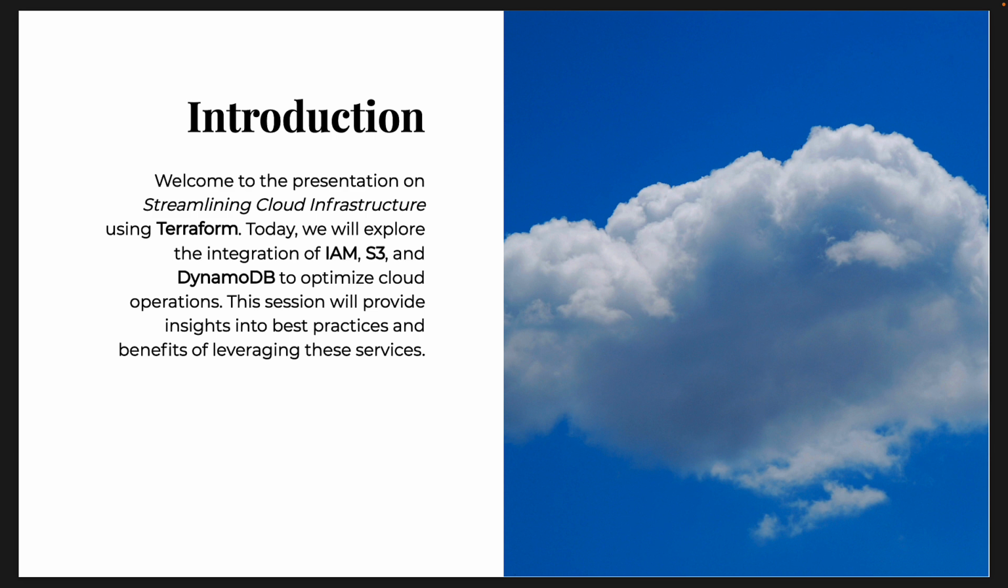Terraform, an open-source infrastructure as code (IaC) tool developed by HashiCorp, enables teams to define and provision cloud infrastructure using a high-level configuration language. This guide explores how to implement key AWS services, Identity and Access Management (IAM), Simple Storage Service (S3), and DynamoDB using Terraform, automating and streamlining the process to ensure secure, scalable, and reliable cloud environments.